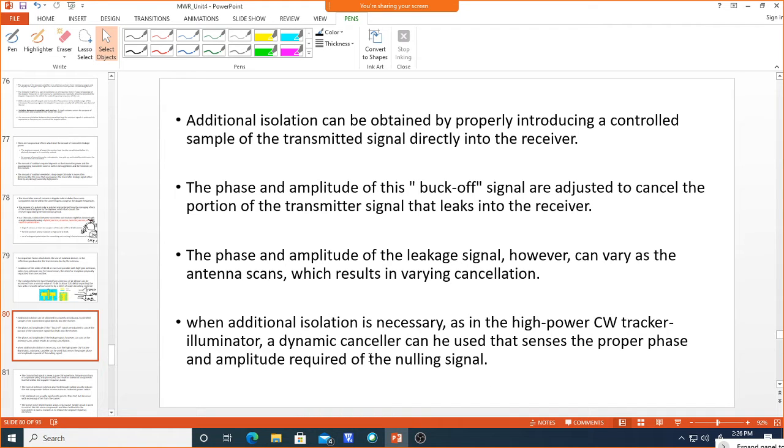Whenever you put the antenna in a particular direction, with respect to that direction of the received signal, because the antenna will scan continuously, this dynamic canceller will be continuously taking the echo signal, assessing the proper phase and amplitude of the required signal, and nulling in a particular direction, and it will only give the echo signal with the proper frequency shift.